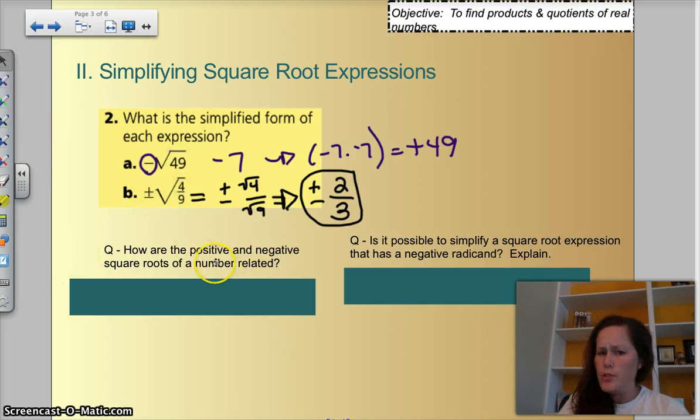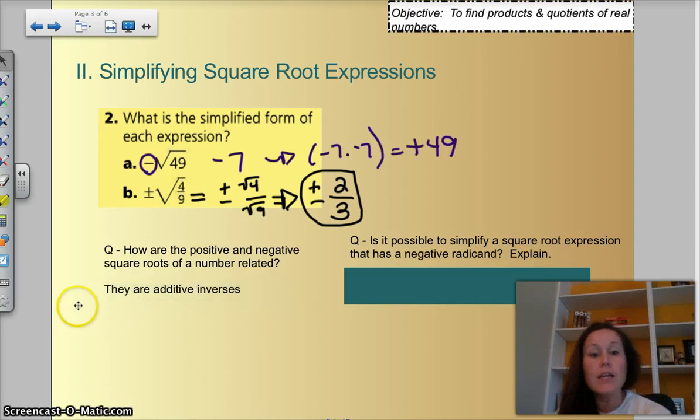Let's look at these two questions here. Question number 1, how are the positive and negative square roots of a number related? Well, they're additive inverses, meaning if I were to add them together, they would equal zero.